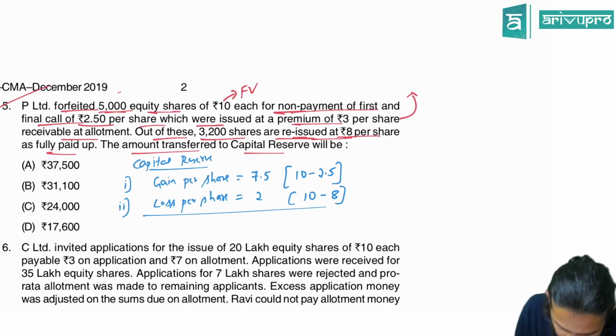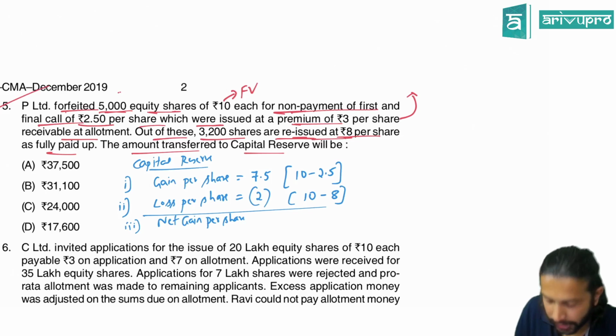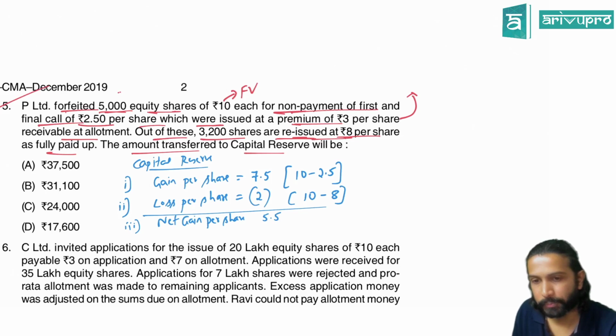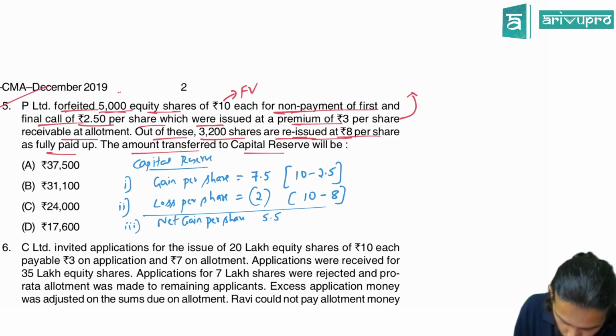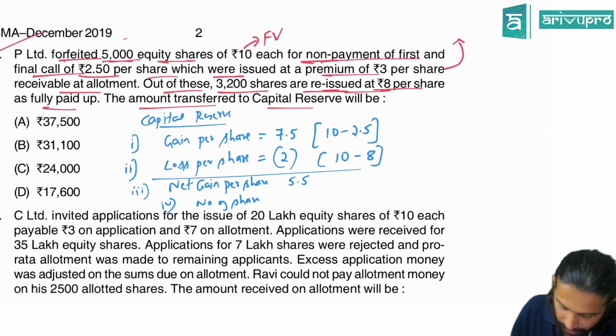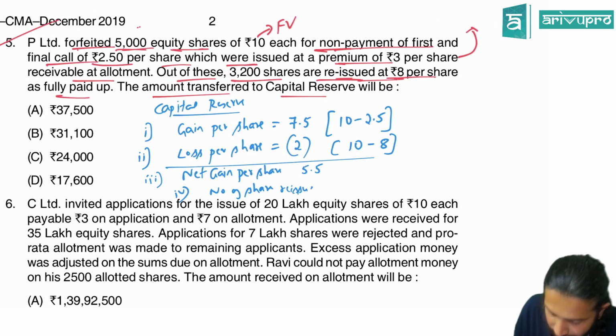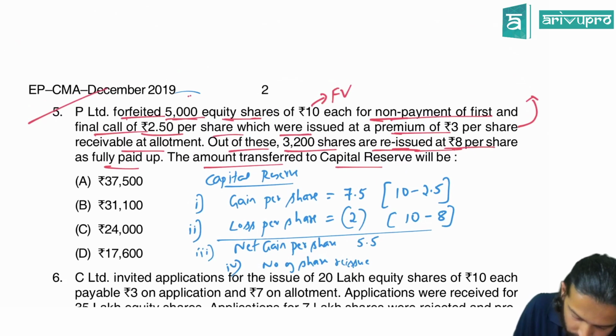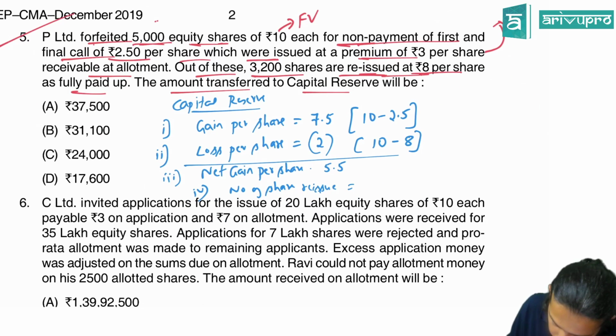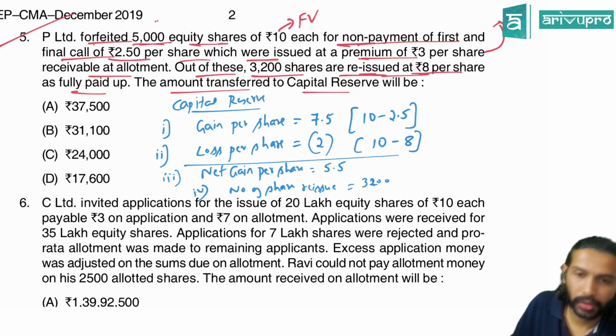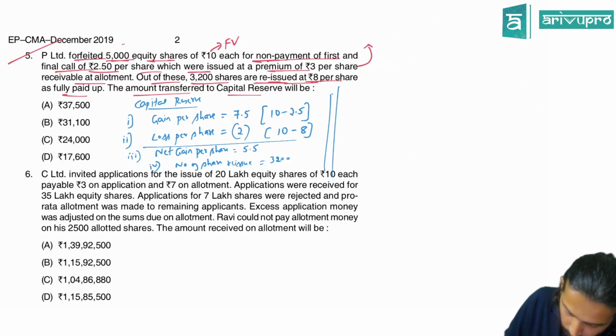Can you tell me what is the net gain per share? Net gain per share is from this 7.5 deduct 2. You're going to get how much? 5.5. Fourth point. Number of shares reissued. How many shares did the company reissue? They forfeited 5,000 shares. Did they reissue all 5,000 shares? No. They reissued only 3,200 equity shares.